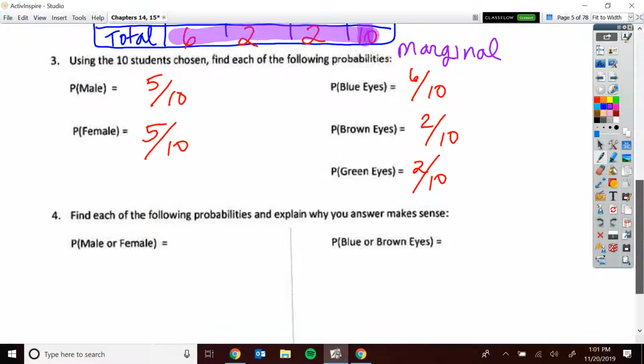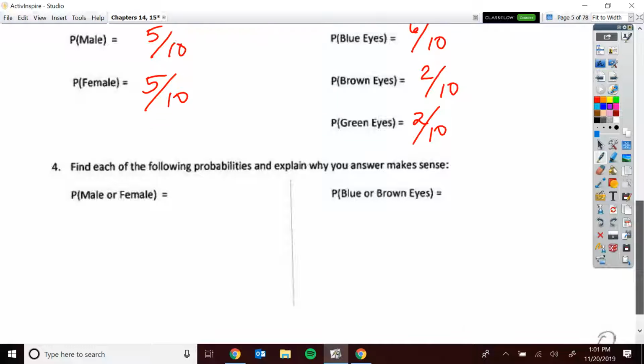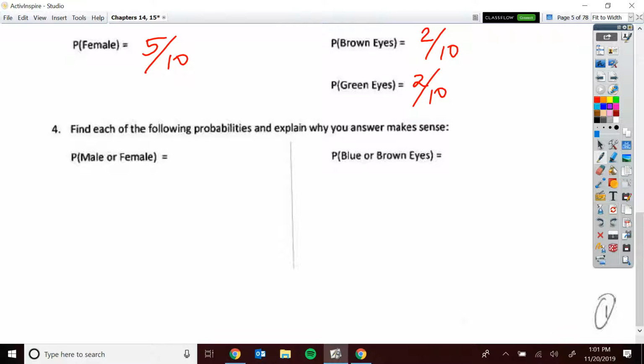Now I want you to find each of these probabilities and explain why your answer makes sense. Oh, I do have a correction to make. As I do this new packet, I have a running list of corrections to make. This is not supposed to be an or. I want this to be an and. So fix that right there, because I'm trying to demonstrate a definition. All right, so do those two questions.